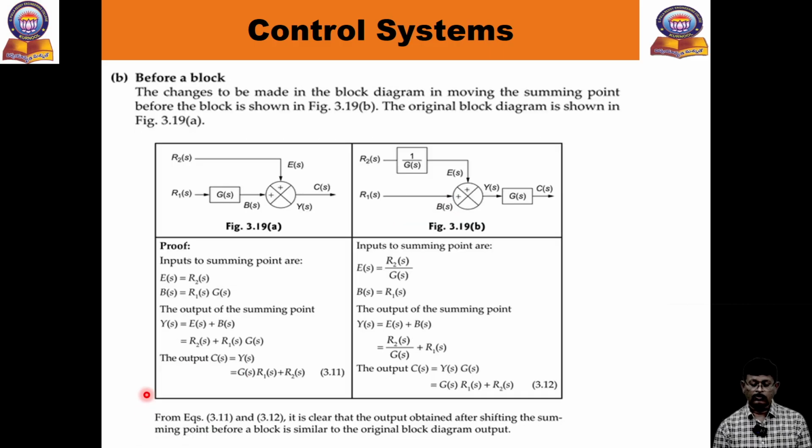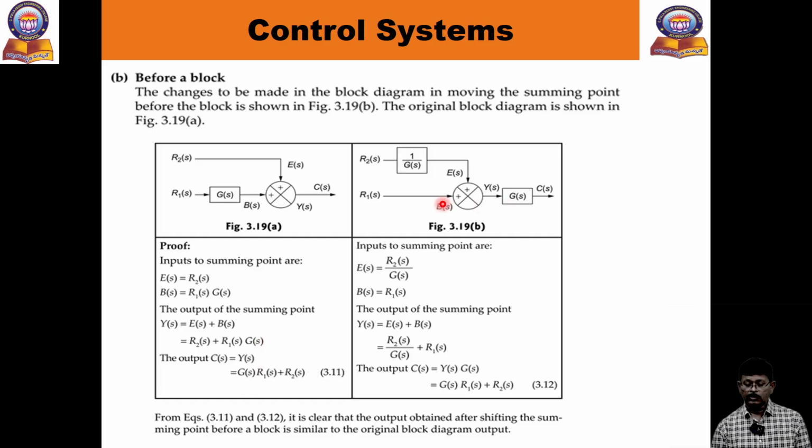Then coming to the next rule. Now before the block. Now you can see, the summing point I want to shift before the block. What will happen? Now observe the proof. What is C of s now? C of s equal to Y of s, okay. So what is E of s? E of s equal to R2 of s. What is Y of s? Y of s equal to R1 of s times G of s. Okay, then you multiply. So here you will get R2 of s plus R1 of s times G of s. So now the G of s, same we will get.